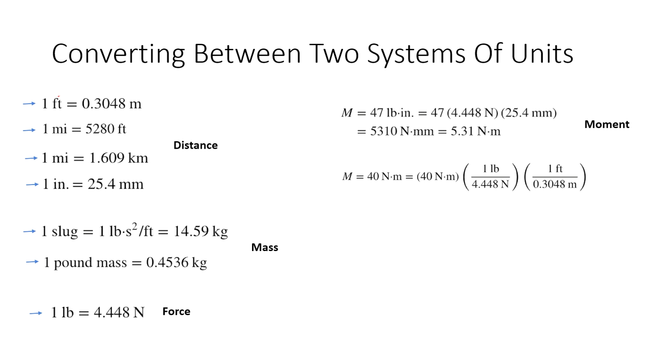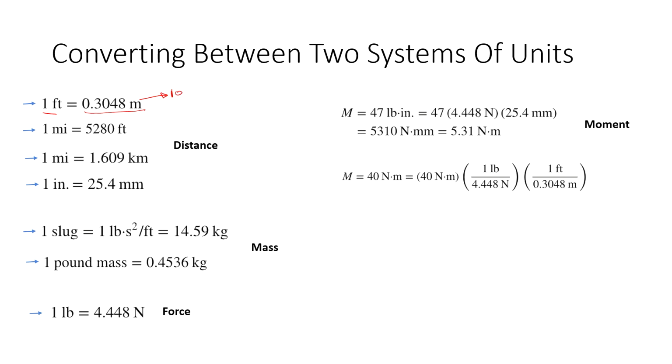There are definitions that we have to either remember or look up that are already established. So 1 foot is 0.3 meters, precisely 0.3048 meters. When we have to convert from feet to meters, we use this parameter, or if we convert from meters to feet, we go the other way around.